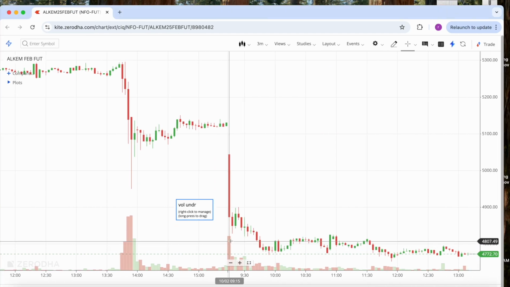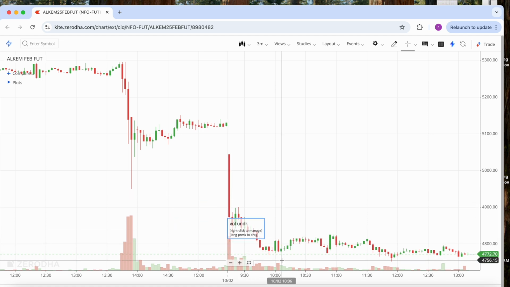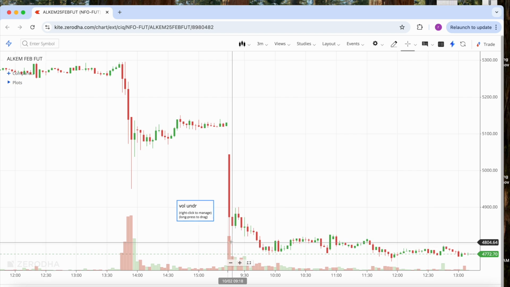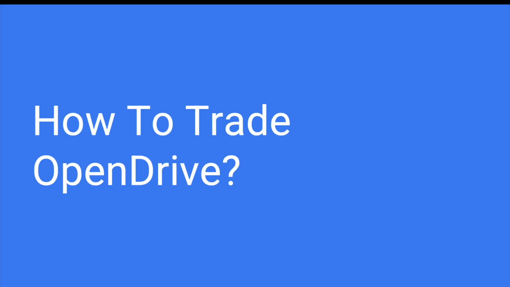So in the LCAM also you see there was a high volume initially in the A and B period, and after this the volume is not as much as it was initially in the A and B period. So I hope now you understood how to identify open drive in the live market.